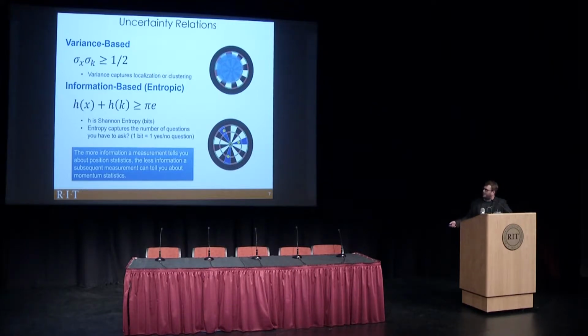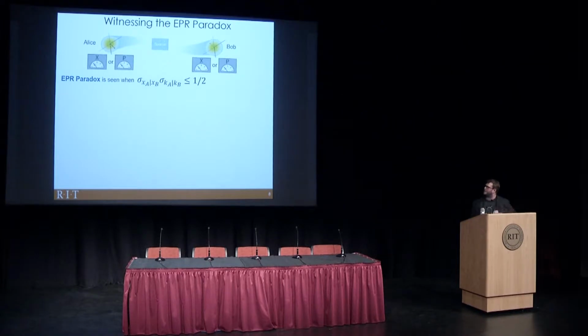And I like thinking about the uncertainty principle this way. The more information a measurement tells you about the position statistics, the less information a subsequent measurement can tell you about the momentum statistics. And just in general, if you're thinking about things in this information-based way, your measurements are sort of like questions. You can think about asking your system questions, and that's maybe in contrast with what we often naturally do, which is think about sampling some signal at regular intervals, which is a little more restrictive. I like to think you can be a little more creative this way.